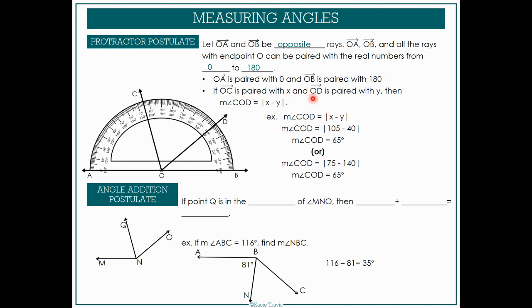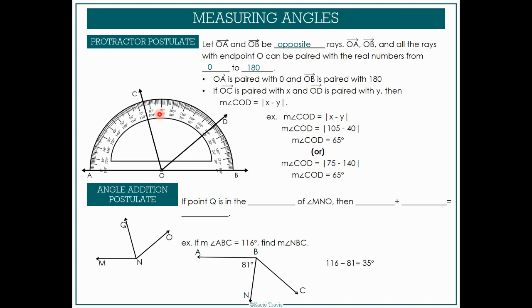If OC is paired with X and OD is paired with Y, then this will let me know that this right here, COD, is a result of subtracting this X and this Y. Now, if we actually go through and take all the information that we have, look at your protractor. If I'm talking about from here to here, that is what we're trying to measure. I can count the amount of spaces in between it, or I could subtract the values on the protractor from each other, and then I'll end up getting the actual measurement of this angle.